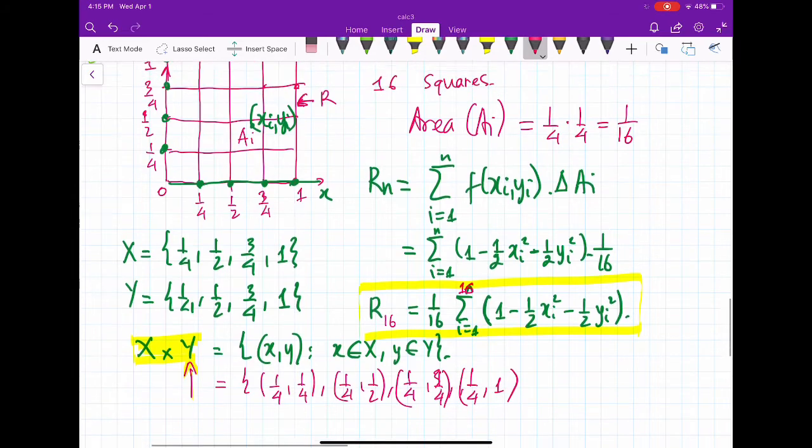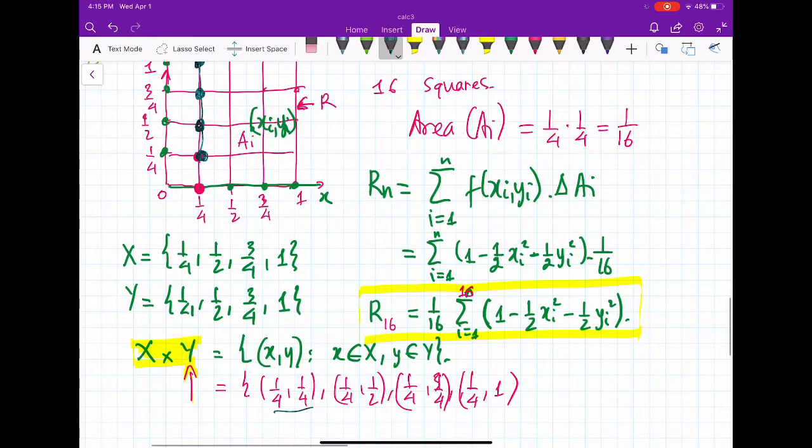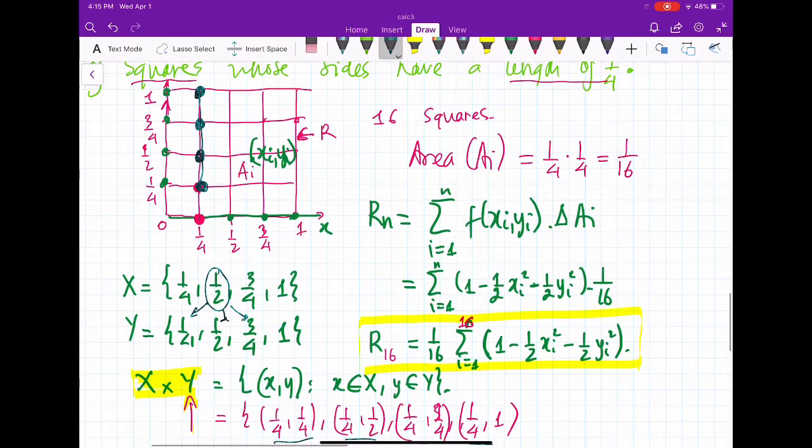Where are they on the graph? If x is 1/4 right here, then (1/4, 1/4) is right here. That is the first point. Then (1/4, 1/2) is the second point, then (1/4, 3/4), and then (1/4, 1). So basically, you have 4 points right here. And then after that, you move to 1/2 and make points between 1/2 and 1/4, 1/2, 3/4, and 1. You have the following points on the graph, all the points right here.